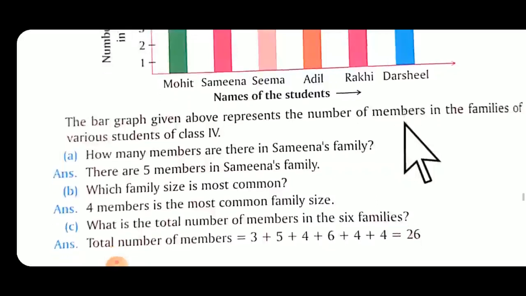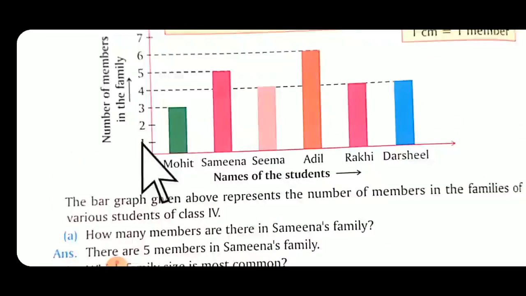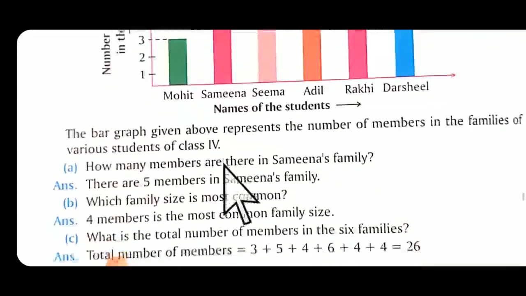Seeing the graph you have to answer. How many members are there in Samina's family? There are 5 members. See, you are going to see which one? This line, the standing line, and then you are going to say what is written: number of members in the family. So see the name Samina, and how many are there? 5. See, like this, 5 members in Samina's family.